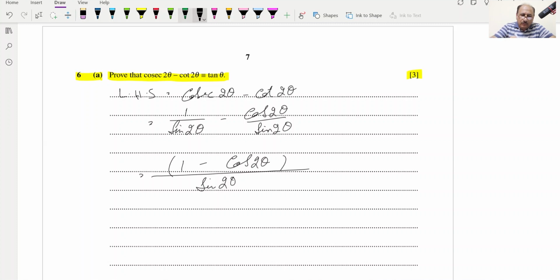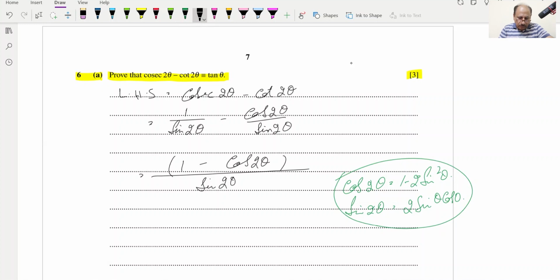And we know the formulas, like cos 2 theta is equal to what? Cos 2 theta is equal to 1 minus 2 sine squared theta, and sine 2 theta is equal to 2 sine theta cos theta. So these two formulas we will be using, and before using the formula we can switch this cos 2 theta, we can write it as this one. So we will write 1 minus 2 sine squared theta. So we have replaced this cos 2 theta with 1 minus 2 sine squared theta. Hopefully you are understanding. And over this will be sine 2 theta, which we can write as 2 sine theta cos theta.